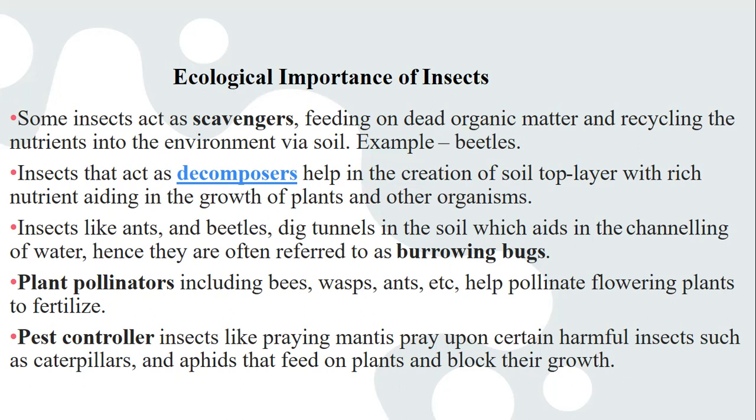The likes of the bees, the wasps, ants, and others help pollinate flowers so as to enhance fertilization. We also have insects which are helpful as pest controllers, the likes of the praying mantis, which preys upon certain insects like caterpillars and aphids and feeds on them. This helps to block the growth of such insects, and they are able to act as pest controllers.